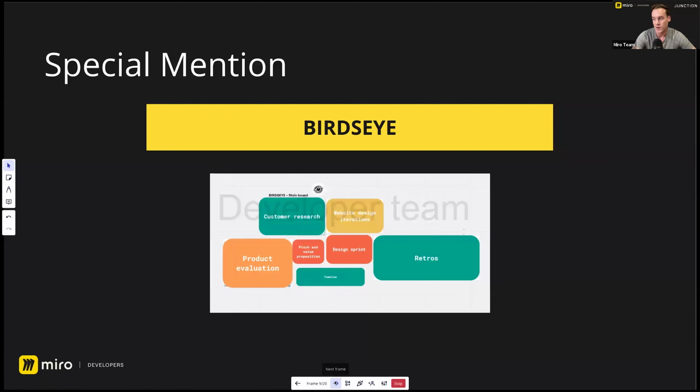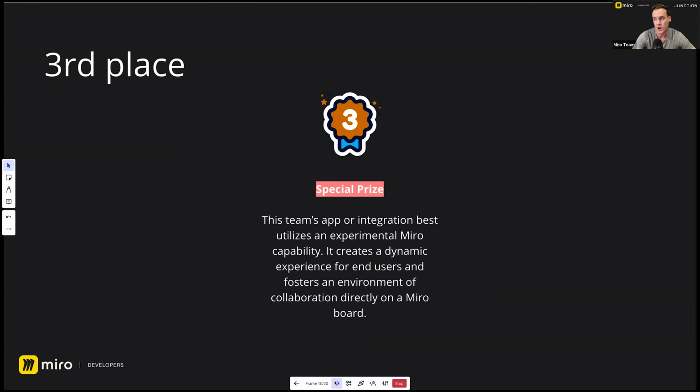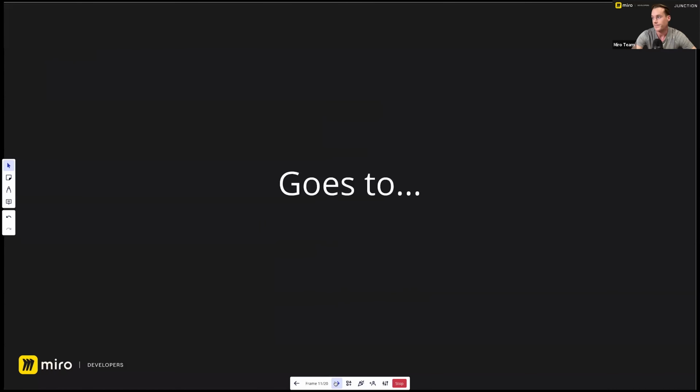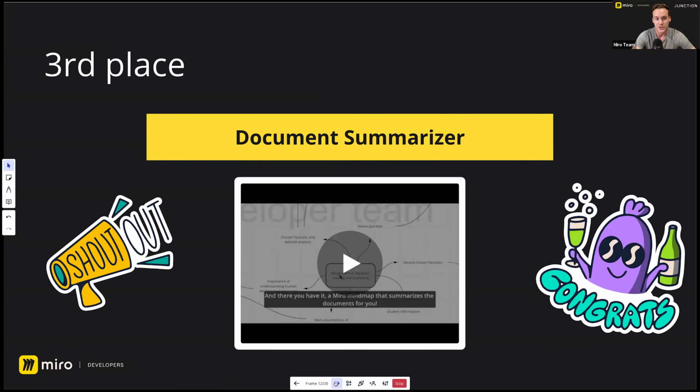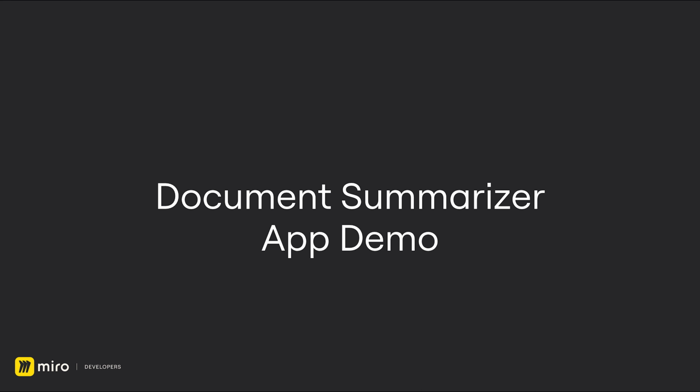And now let's talk about our third place prize, which is our special prize. This goes to any team that built an app or an integration that utilized an experimental Miro capability. Drum roll, please. Third place special prize goes to Document Summarizer. Let's get into the app demo.